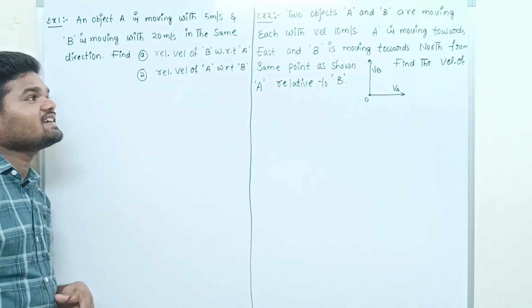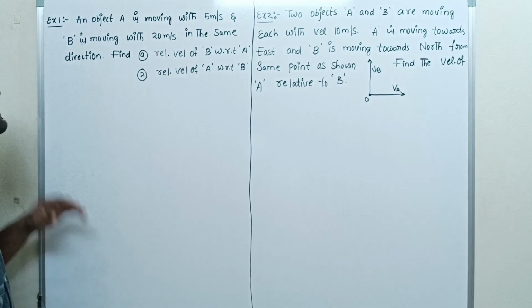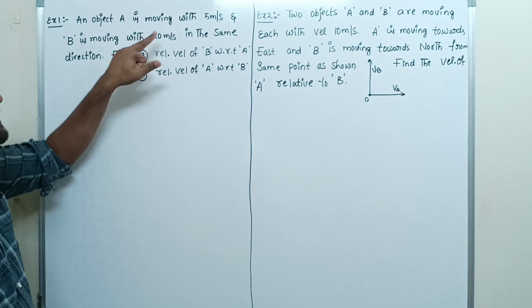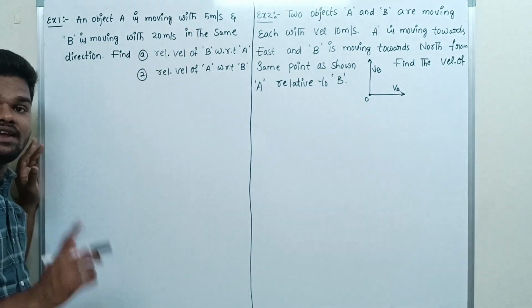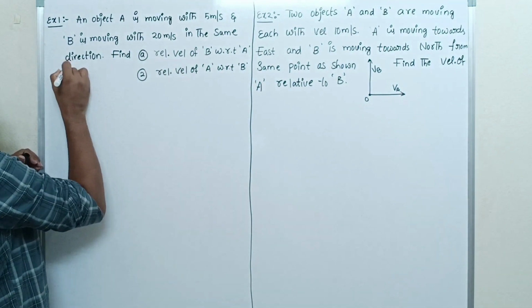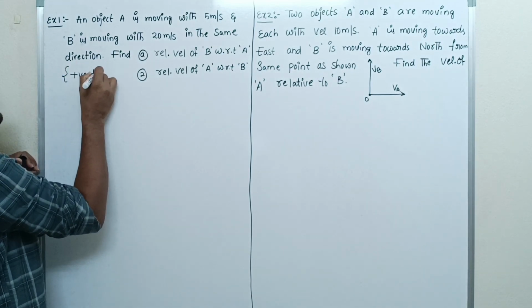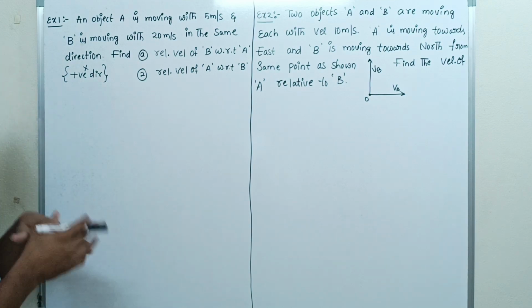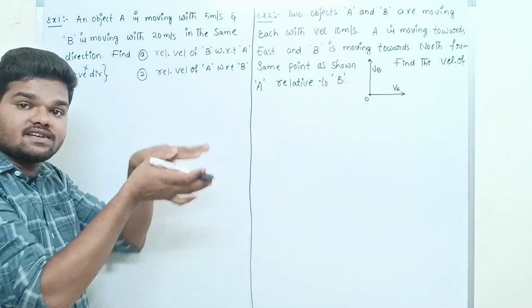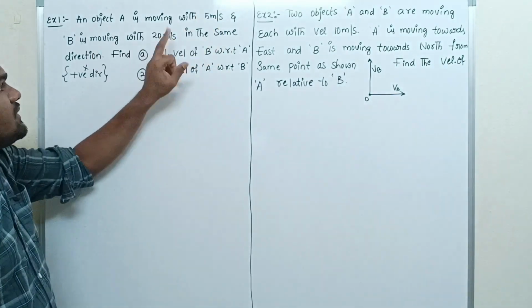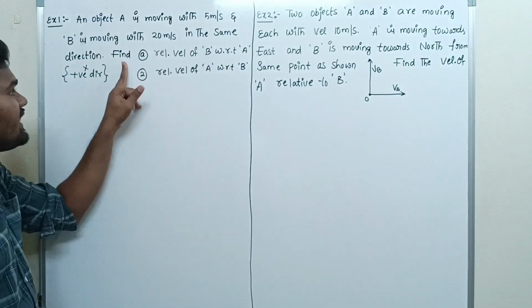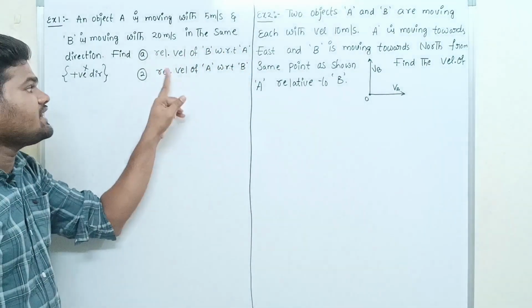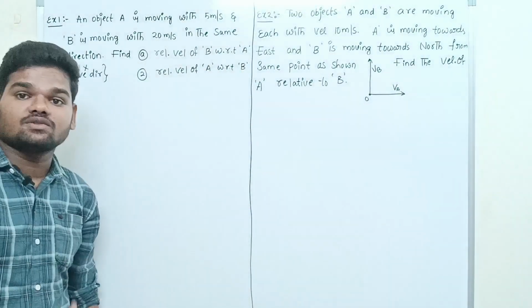Right. So I'm just bringing two example problems. Have a look. What is the first problem? An object A is moving with 5 meter per second and B is moving with 20 meter per second in the same direction. Let us consider the direction of the objects as the positive x direction. So the two objects are moving along the positive x direction with speeds of 5 meter per second and 20 meter per second. Find the relative velocity of object B with respect to A and the relative velocity of object A with respect to B.